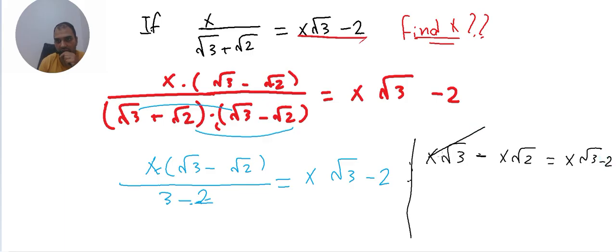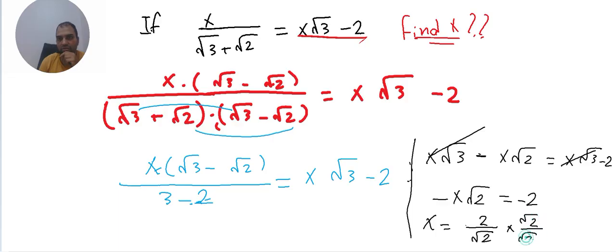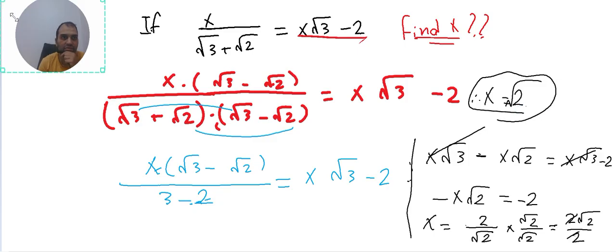You can simplify: x root 3 and x root 3 cancel. Then negative x root 2 equals negative 2. So you can find the value of x by dividing both the left hand side and right hand side by root 2, and the value of x equals 2 over root 2. Then simplify by multiplying numerator and denominator by root 2 to find the answer. Write 2 root 2 here and down 2 divided by 2, 1. Then the value of x will be root 2. The value of x in this example will be root 2.